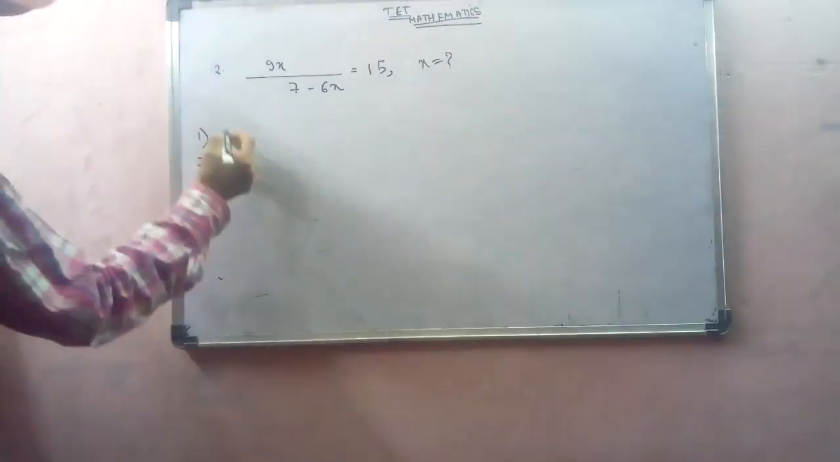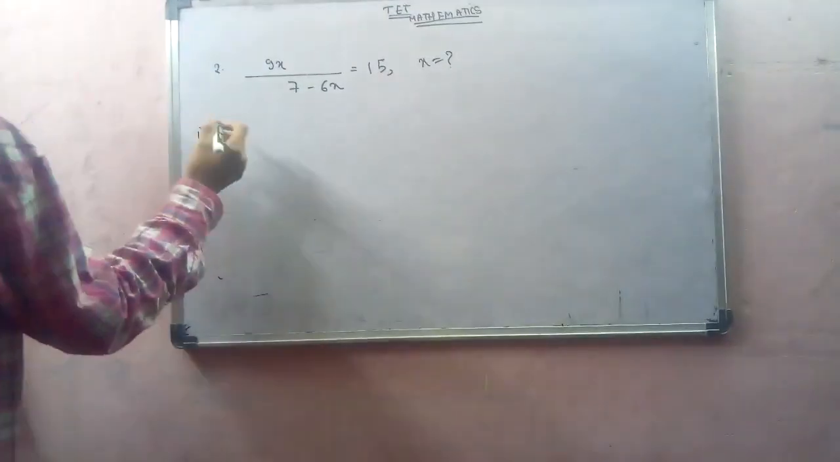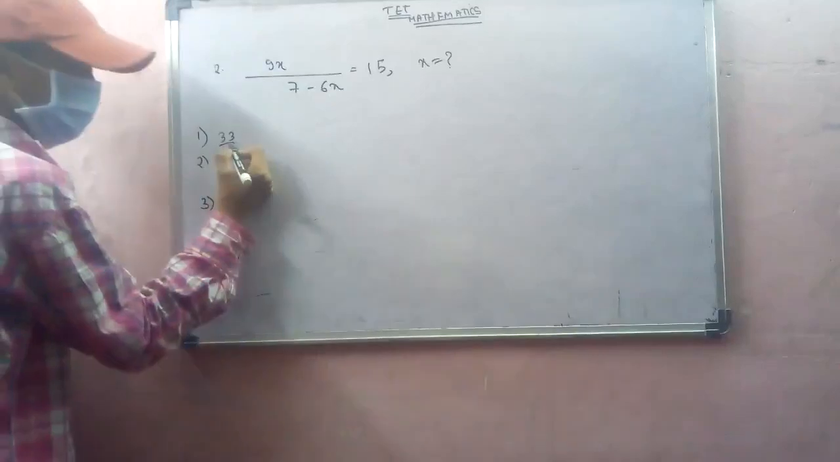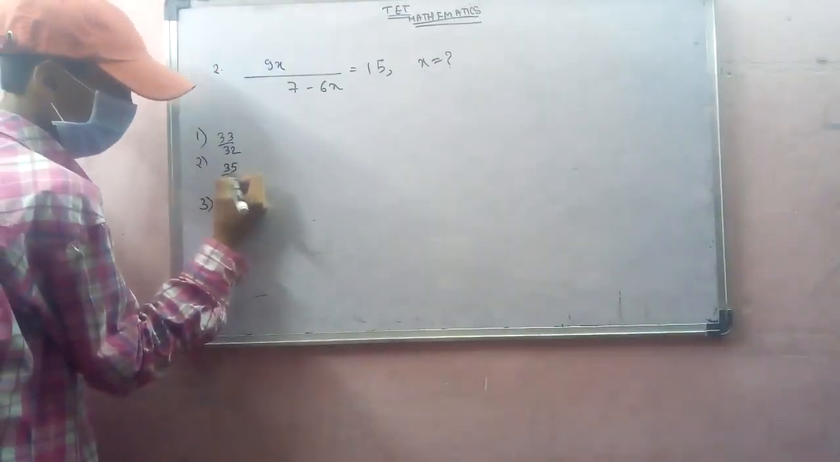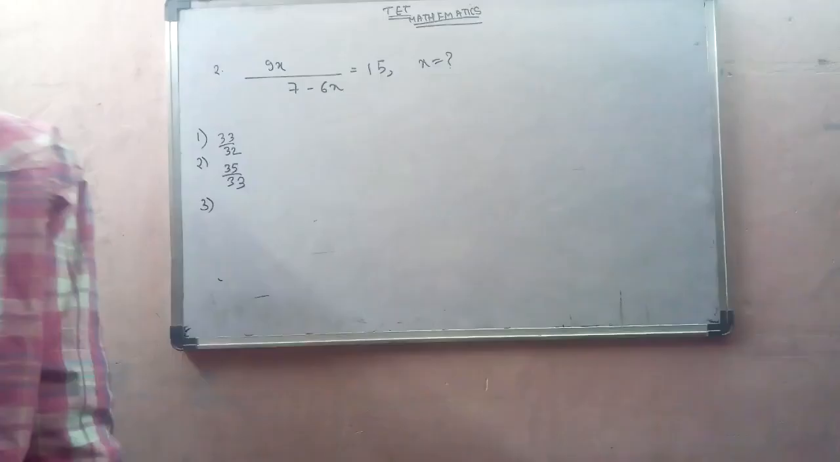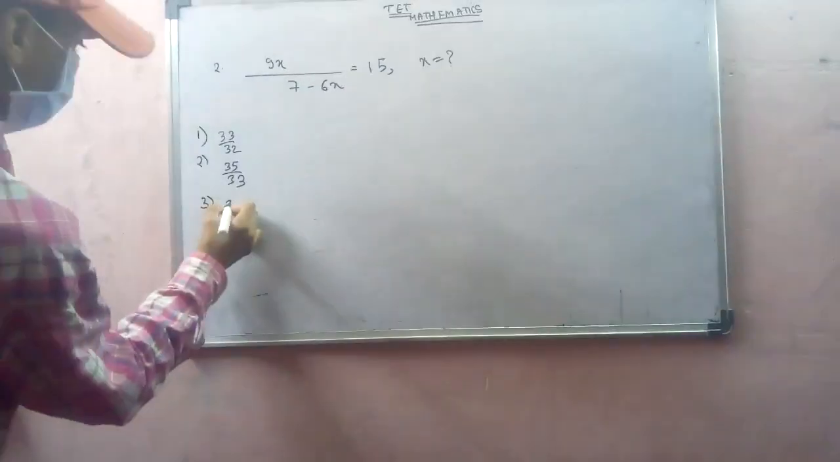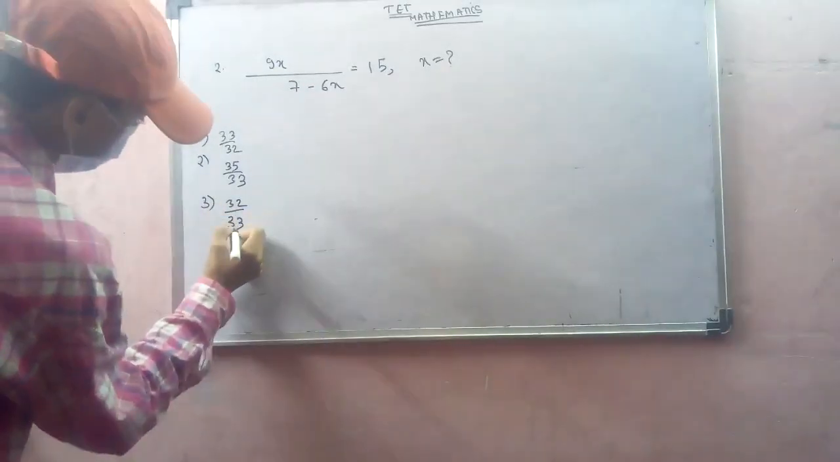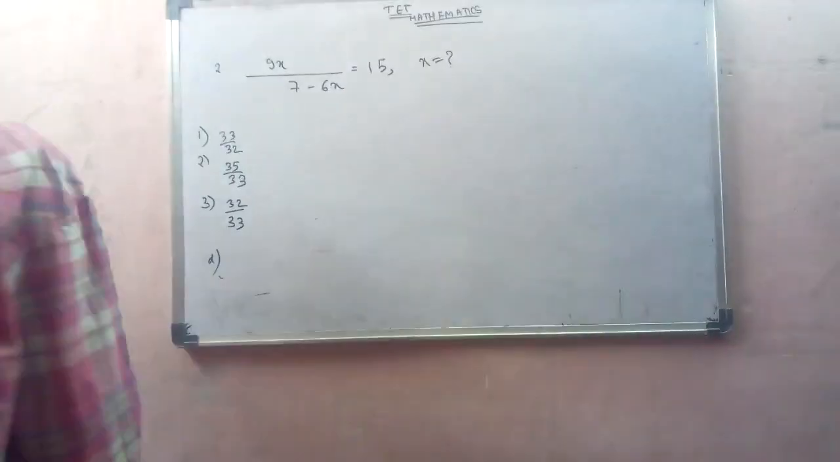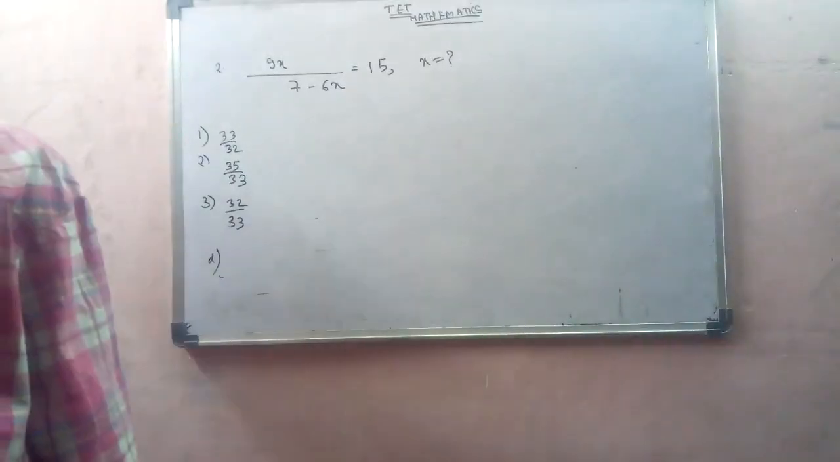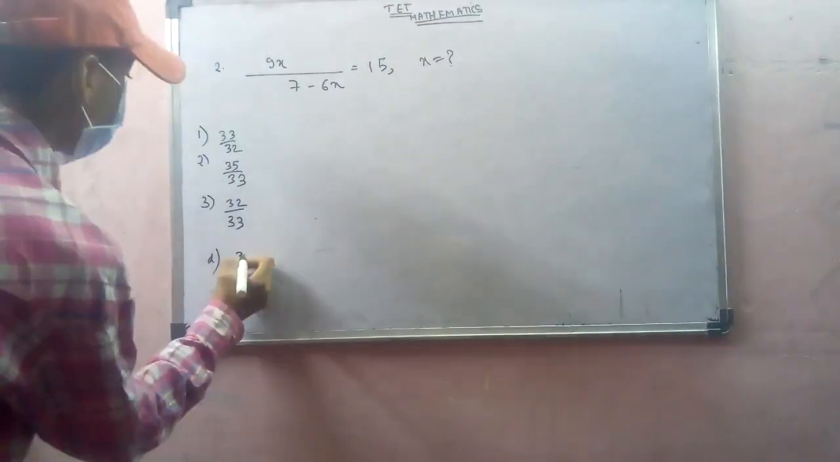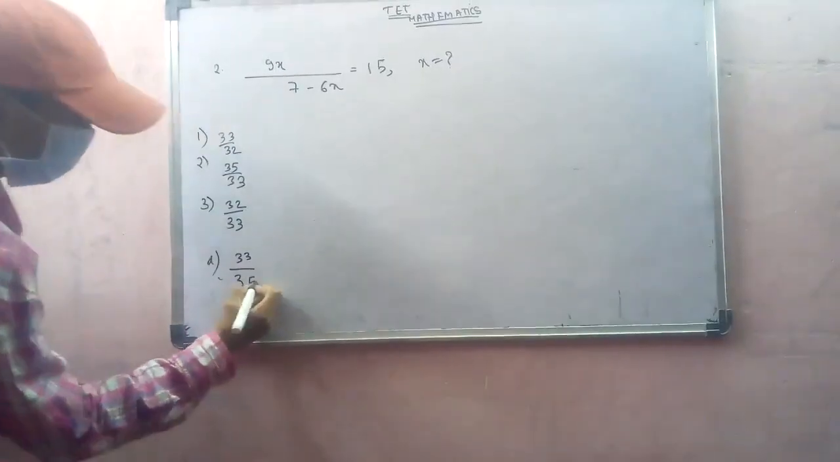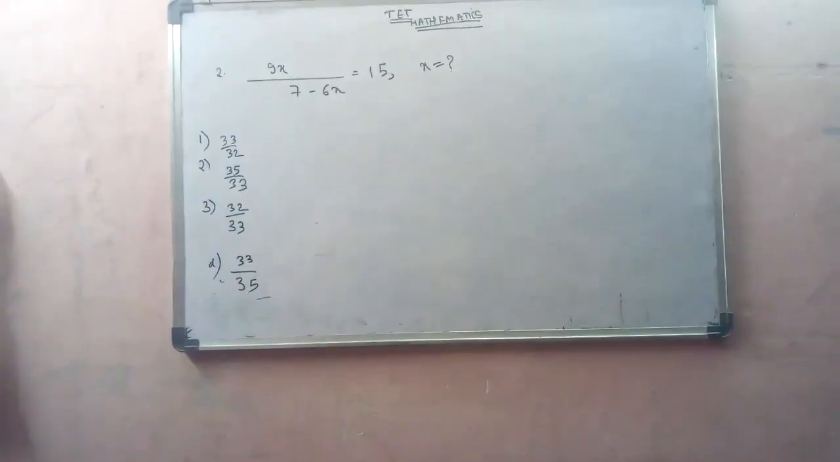What will we get? The options are 33 by 32, 35 by 33, 32 by 33, and D is 33 by 35. Okay, now how to solve this question?